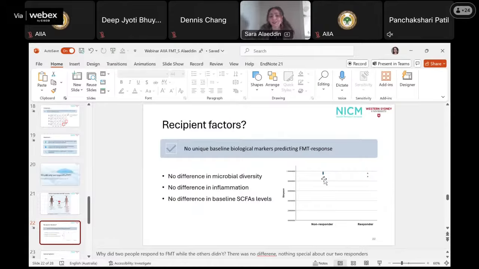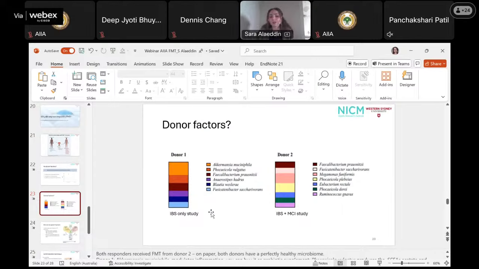So really nothing set them apart from everyone else or could explain why they were the ones responding. Next I looked at donor factors. For the two studies, we had different donors. This one donated to all people on the MCI study, and this one to all people who were cognitively healthy.